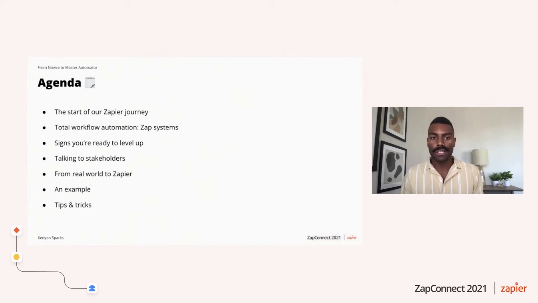Today, we'll cover a few topics. We'll start with the beginning of your journey at Zapier. Then we'll talk about total workflow automation and Zap systems in particular. We'll talk about some signs that you're ready to level up, and then how to talk to your stakeholders about using Zapier. We'll go from the real world and how to translate that to Zapier, and then I'll give an example before wrapping up with some tips and tricks.